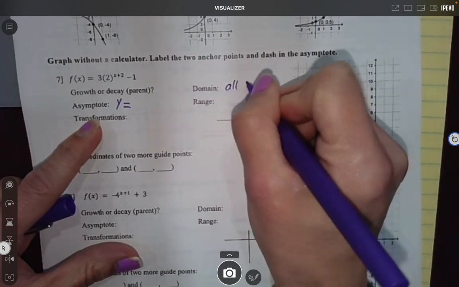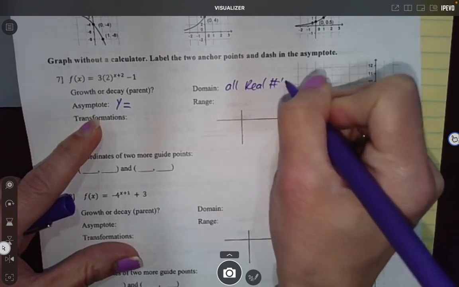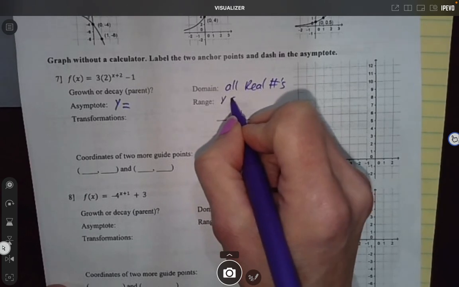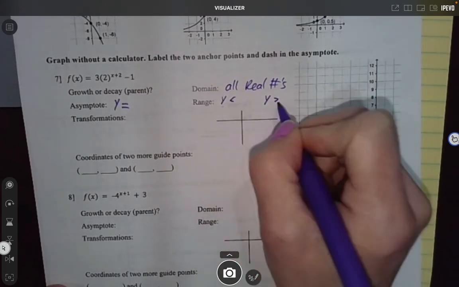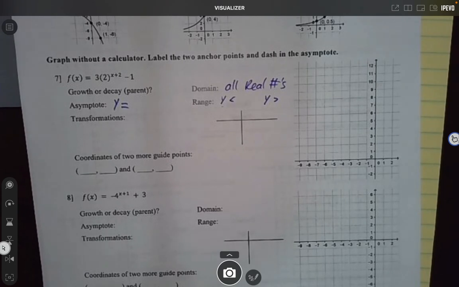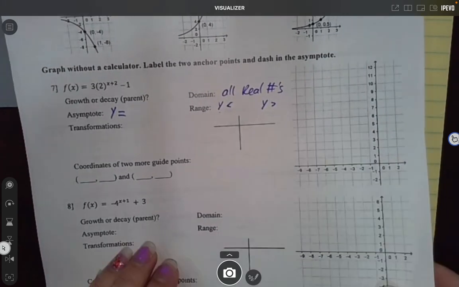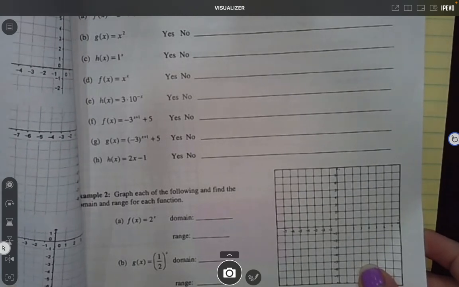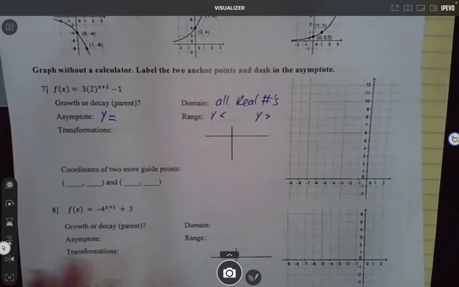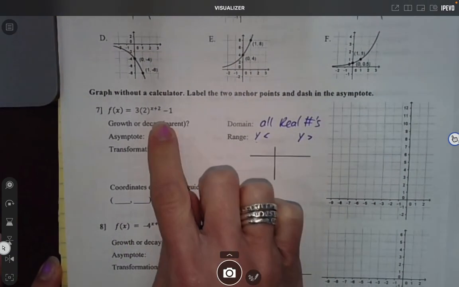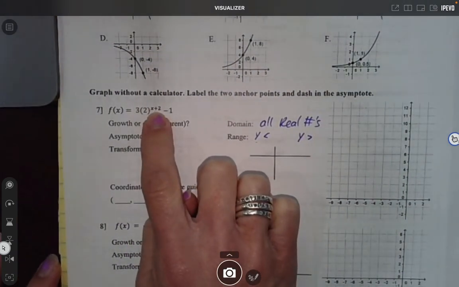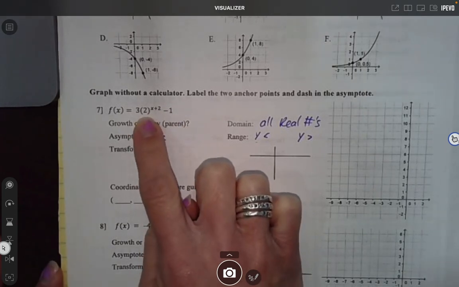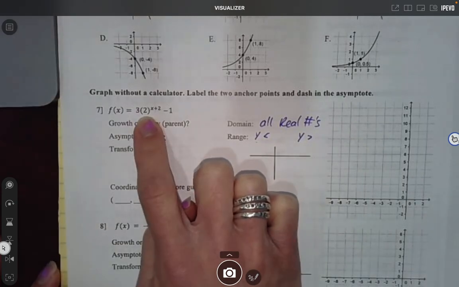Domain is all real numbers on these, okay? And then your range is either y is less than or y is greater than. You would have to pick what it is. And you'll do that for 7, 8, all those through 12. What do you do for transformation, like on number 7, where has it moved? It has moved to the left 2. Where else? Down 1. And then if you say anything about the 3, you can say stretched by 3.